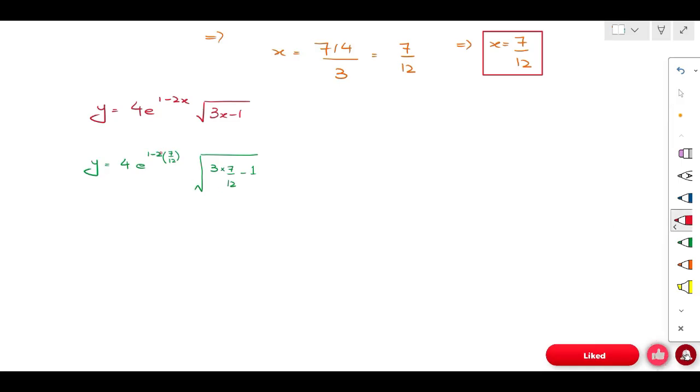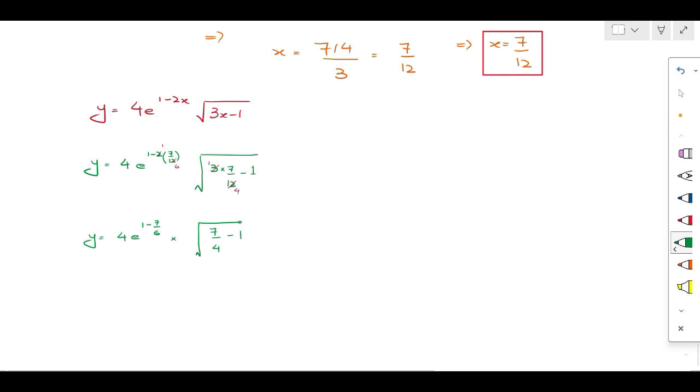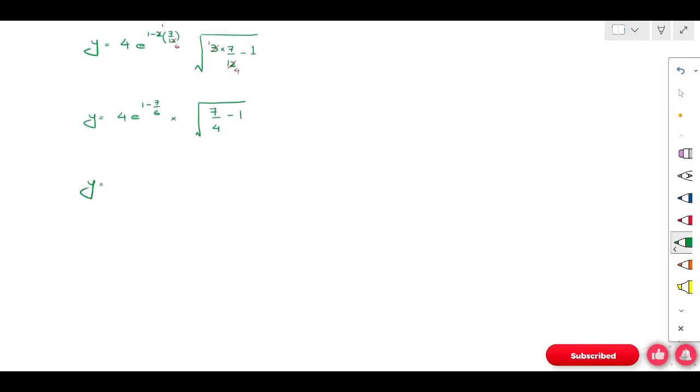Okay, so here we can say 2 times 1 is 2, 2 times 6 is 12, 3 times 1 is 3, 3 times 4 is 12, and with further simplification, y is equal to 4 e to the power 1 minus 7 by 6, multiplied by square root of 7 by 4 minus 1. 7 take away 4 gives 3 by 4, right? So y is equal to 4 e to the power of 6 minus 7 over 6, which is minus 1 by 6, multiplied by root 3 by 4.